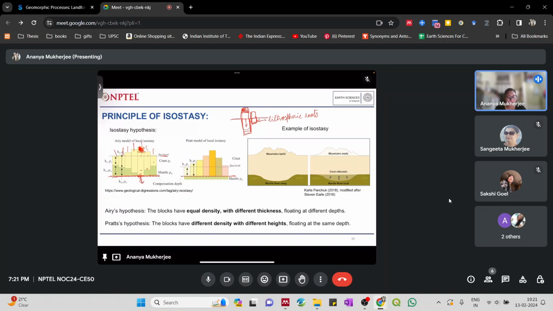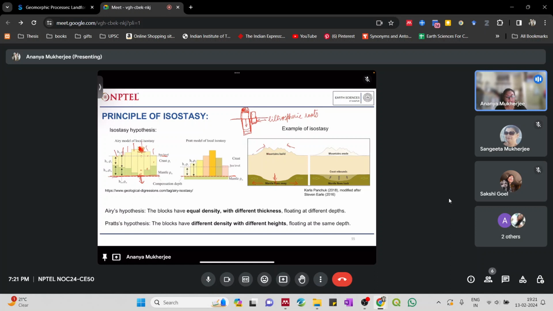So the mountain is building. If more material comes up over here, this lithospheric root has to move downwards into the mantle, and for that the mantle has to flow away from this point to increase the compensation depth. So this is how that isostatic balance is maintained.